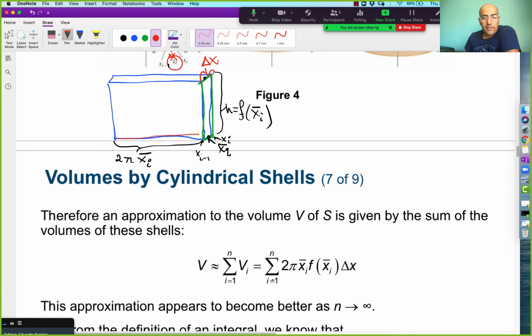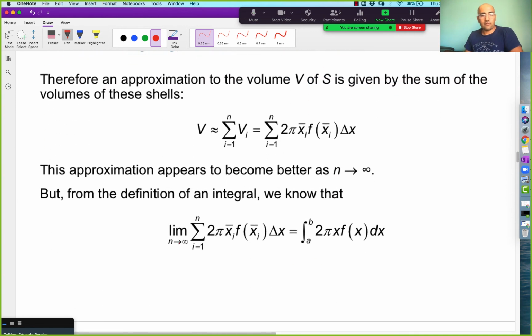Okay, so then we come out with a formula. Here's a formula that describes the sum of n of these cylindrical shells. And then, of course, we're going to take the limit as n goes out to infinity of this equation, which is going to give us my integral, the integral of 2 pi x f of x dx.